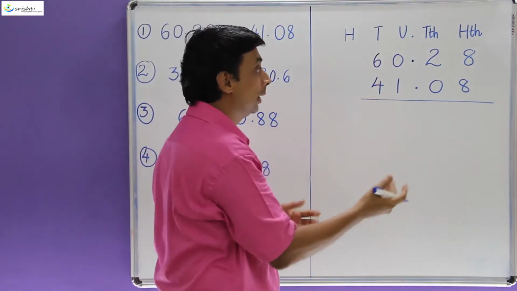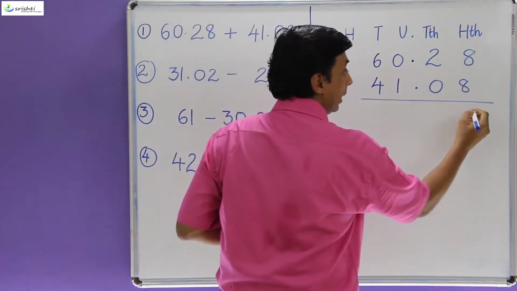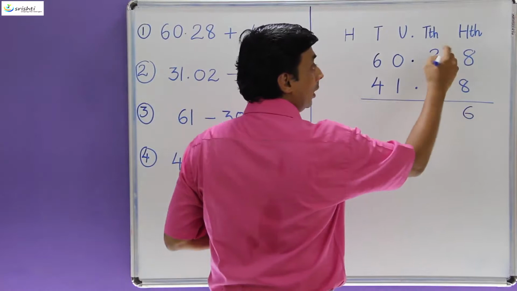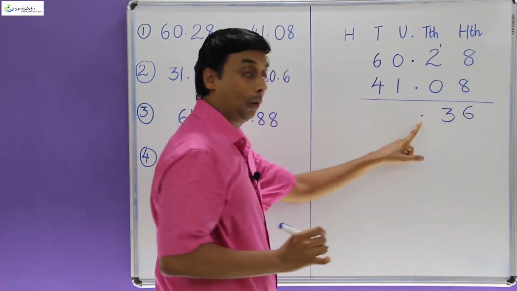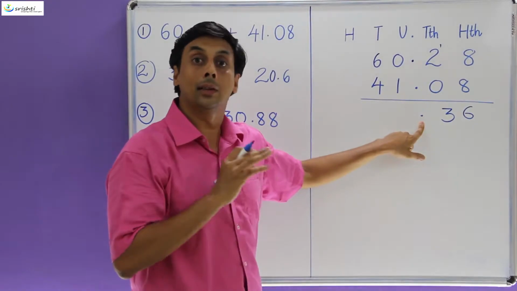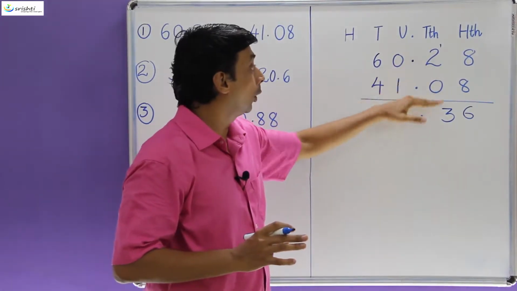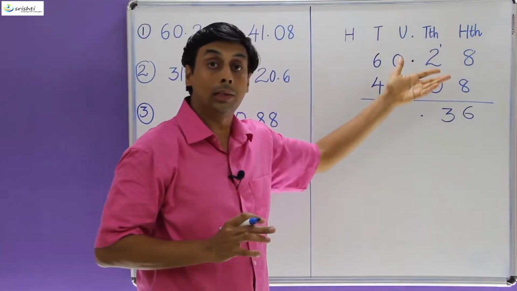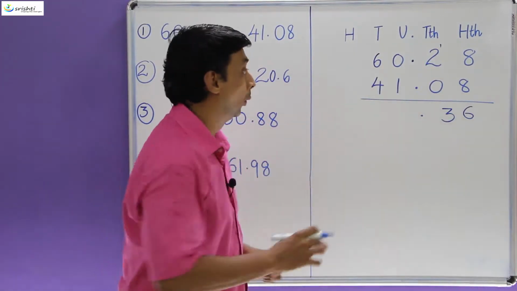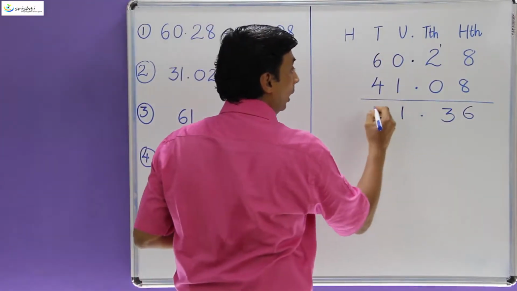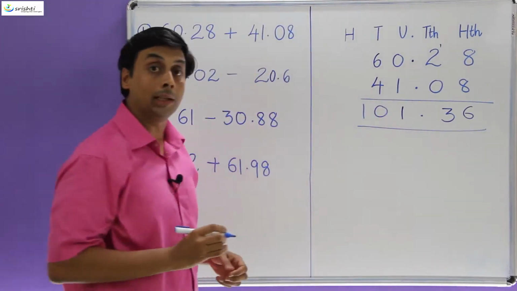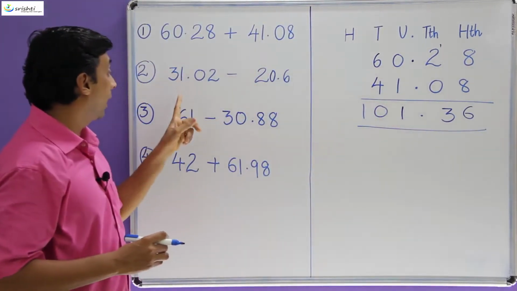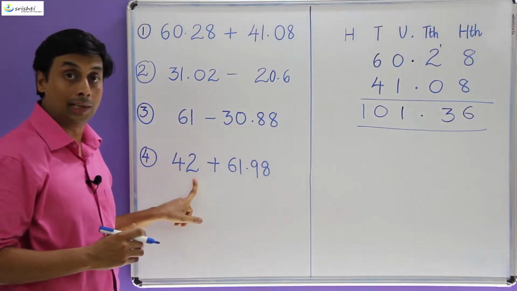And now the addition is normal. 8 plus 8, 16, 1 carried. So 1 plus 2 is 3, 3 plus 0 is 3. Decimal point, that number of decimal points does not change because you are only adding the corresponding digits of the similar place value. 0 plus 1, 1 and 6 plus 4 is 10. So the answer is 101.36.